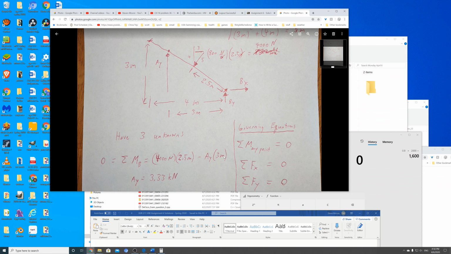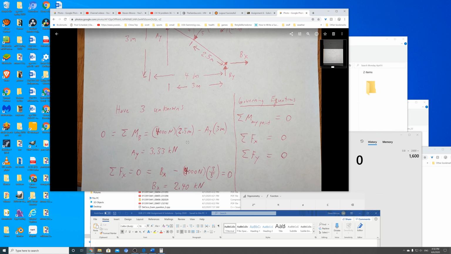And then AY is this force. If you draw this line of action straight down, and you draw a line straight out, what you recognize is this meets at a 90-degree angle, 3 meters from this point. So it's just going to be AY times the distance from here to here, which is 3 meters. You can solve for that very easily, and that comes out to be 3.33 kilonewtons.